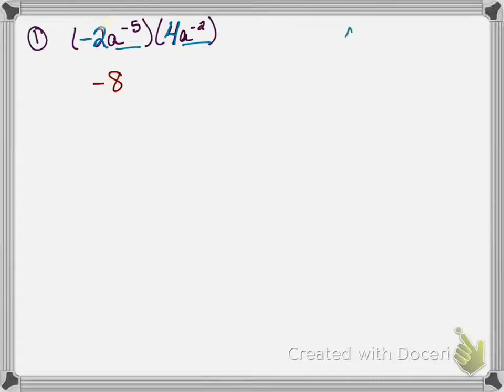Think about that the same way you would think about x squared times x to the third. They have the same base. They're being multiplied together. So what do I do with x squared times x to the third? What do I do with those exponents? Add them. So that would be x to the fifth. We are going to do the same exact thing with the negative 5 and the negative 2. So I have a to the negative 5 plus negative 2. And negative 5 plus negative 2 is negative 7.